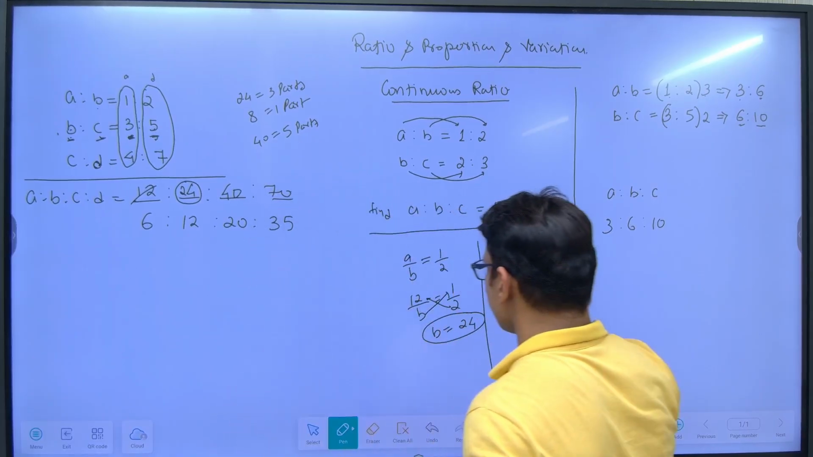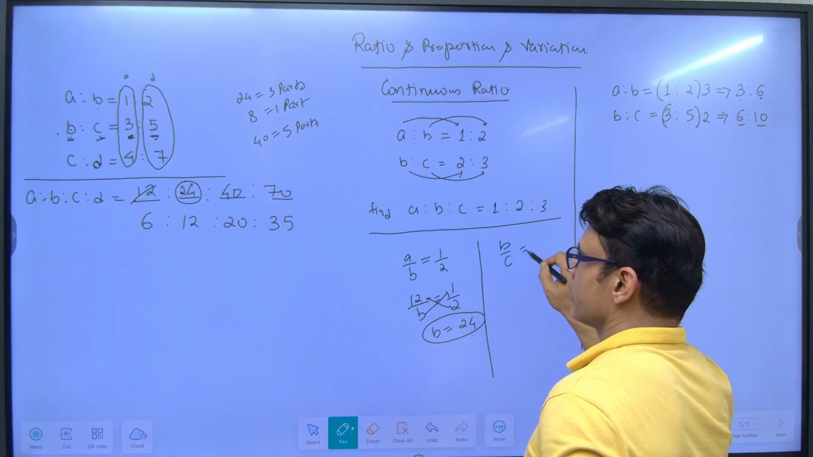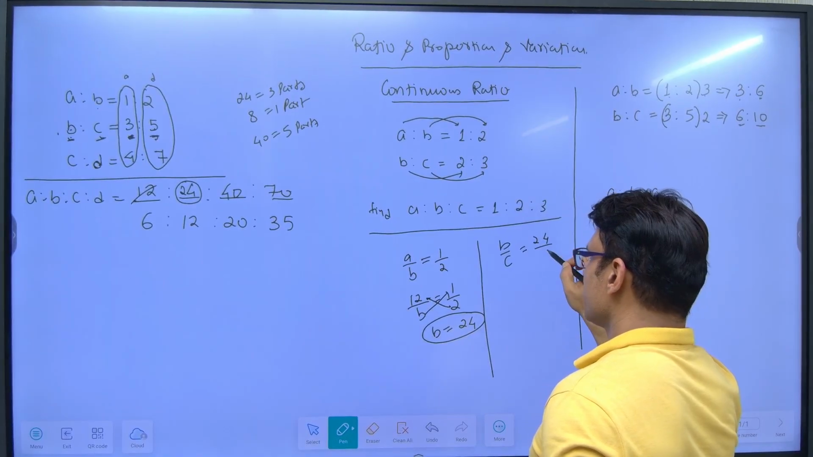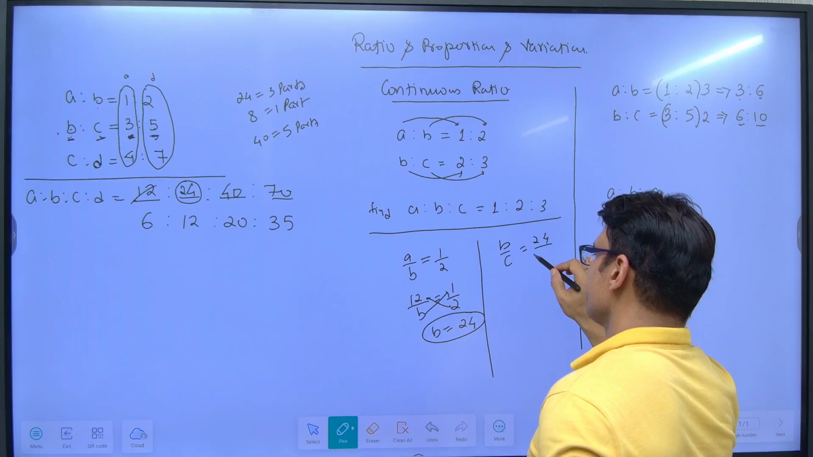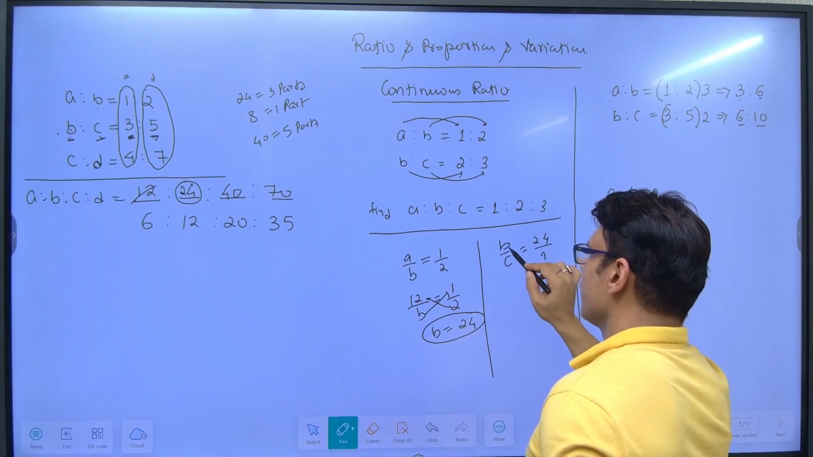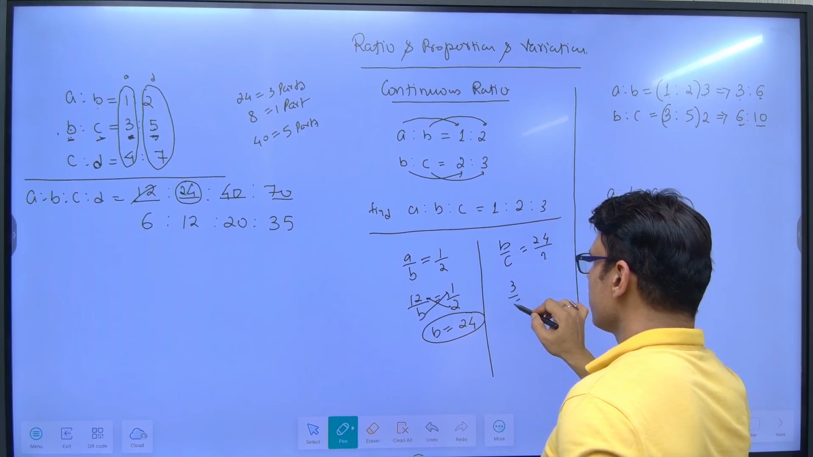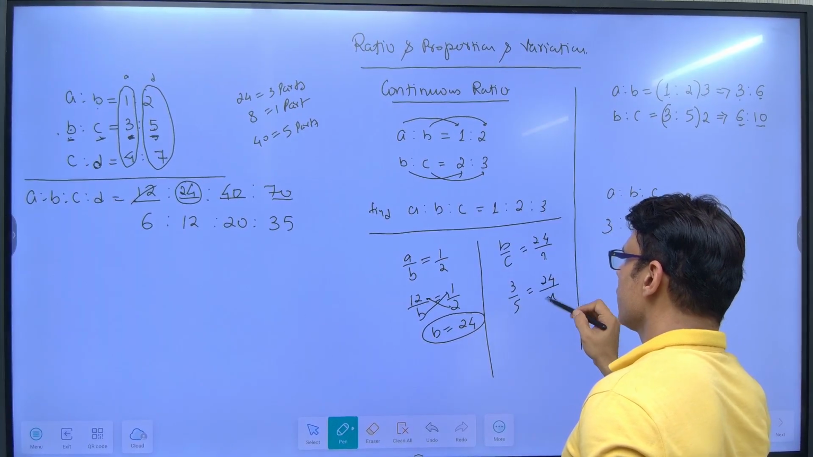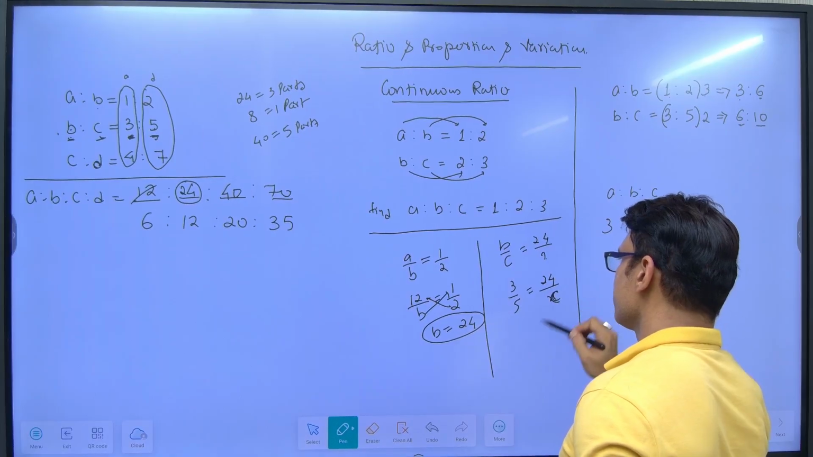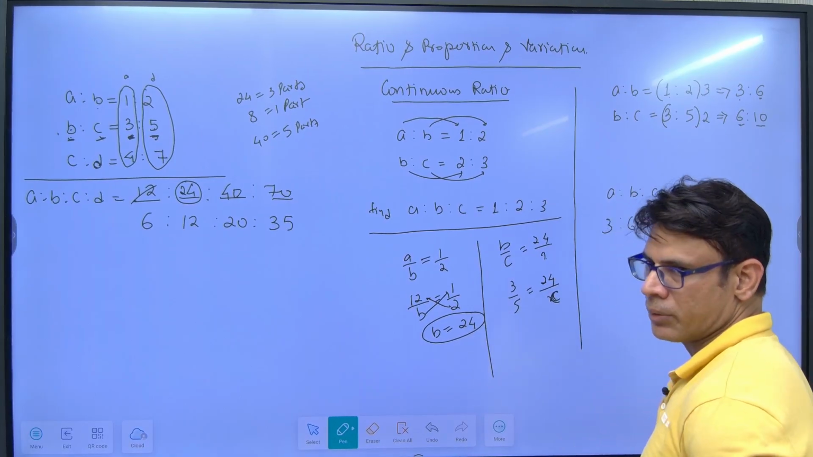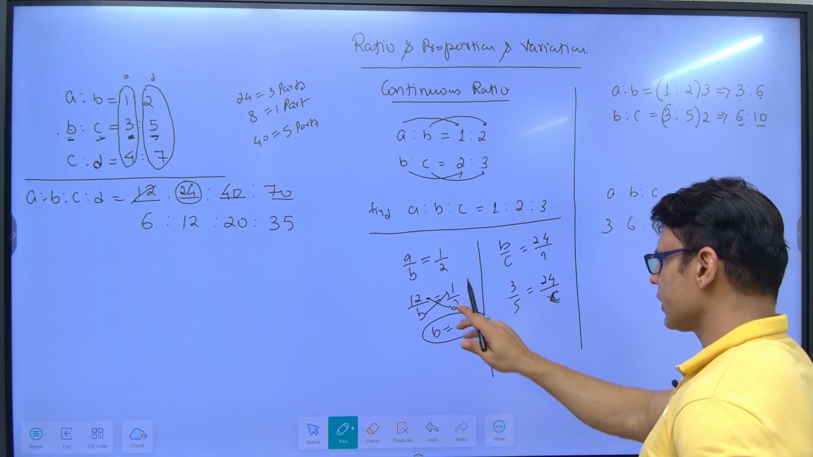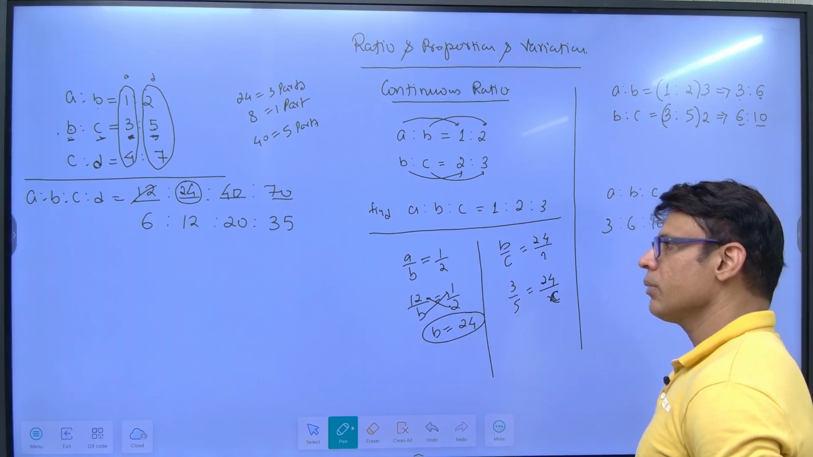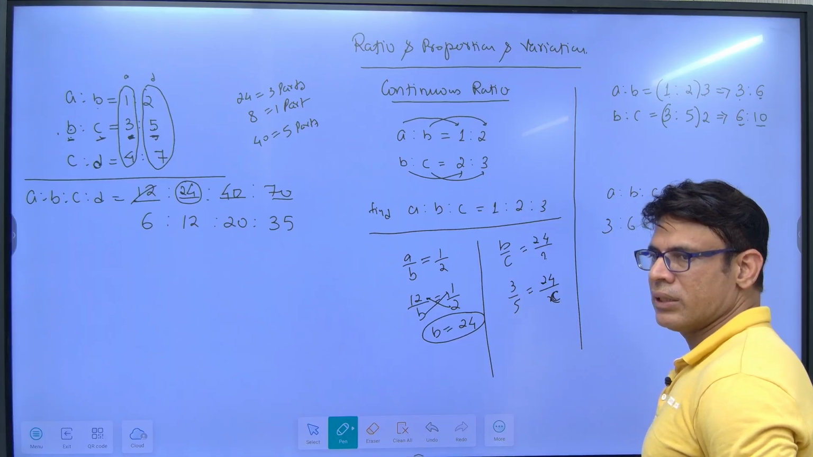Or you can do it this way. B by C. B is already 24. C, you don't know. Right? B on ratio scale is 3 by 5, 24 by, let's say, C. Then you can cross multiply and find it out. Similar fashion. And this can be extended for A, B, C, D, E, F.